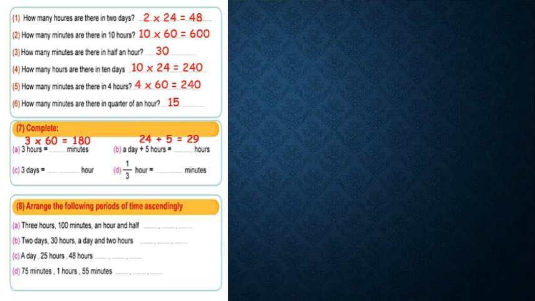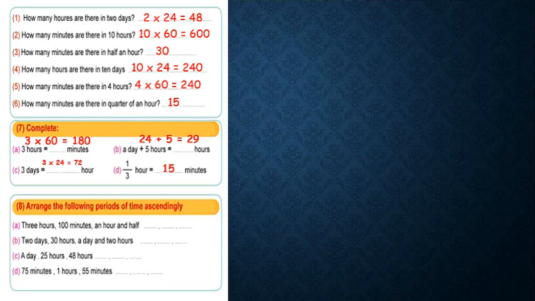3 days equals dots hours. We said one day equals 24 hours. So we are going to make 3 times 24. It will be 72 hours. The last one, number D, it's quarter, it's not third. Quarter hour equals 15 minutes.